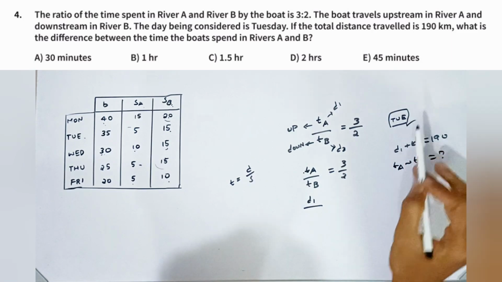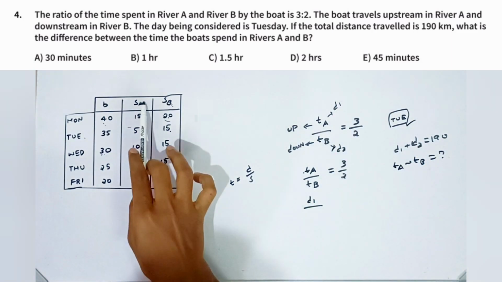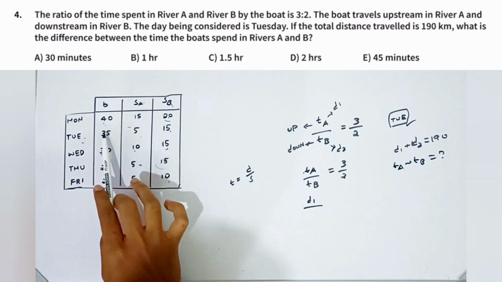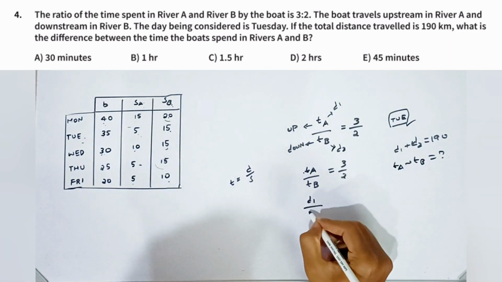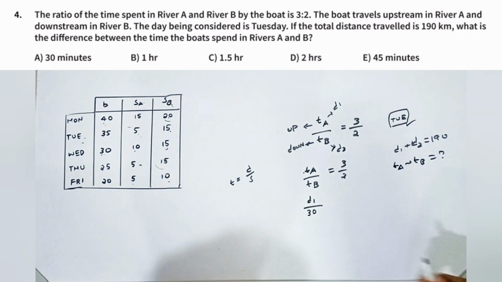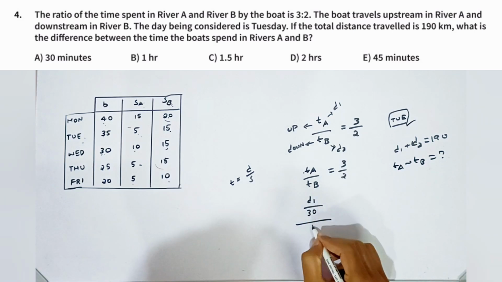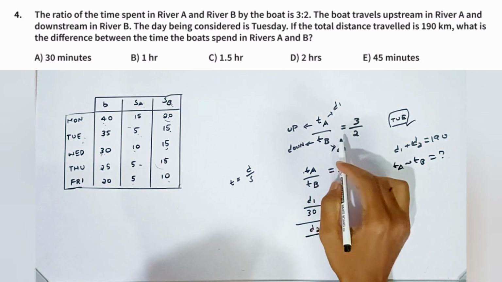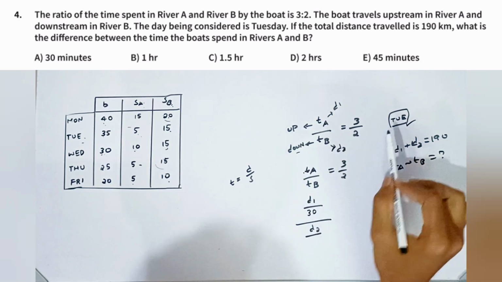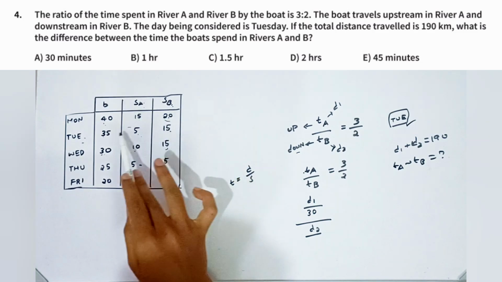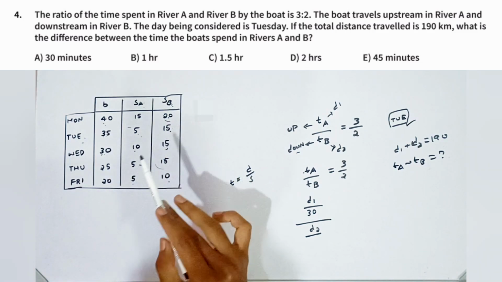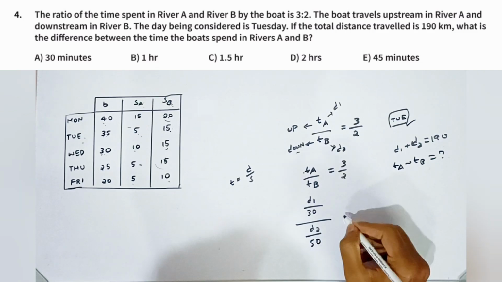The day is Tuesday. So for A on Tuesday it is 5. The boat speed is 35. It is upstream, right? 35 minus 5 is nothing but 30. So the speed is 30. By TB, the distance is D2. Here we have downstream and Tuesday. So for B downstream on Tuesday it is 15. So 35 plus 15 is what? 50. I'm writing it as 50. That is nothing but 3/2.